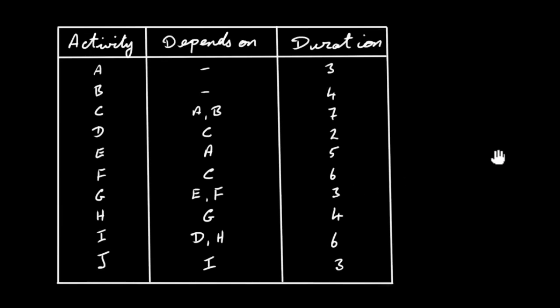So this project here could represent anything really. I've got 10 activities here involved in the project, and I have the activities that each activity depends on and their duration. So let's just draw the network first. Now we can see here that A and B, they don't depend on anything, so we'll draw those first, and they have durations 3 and 4, let's say days.